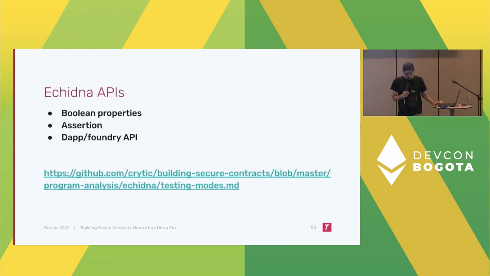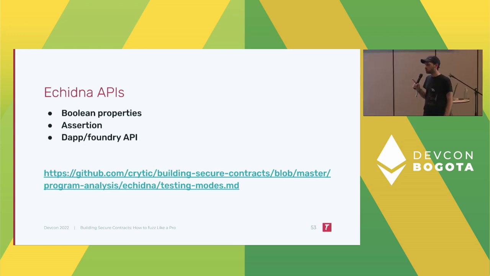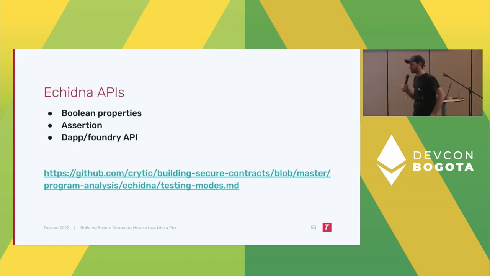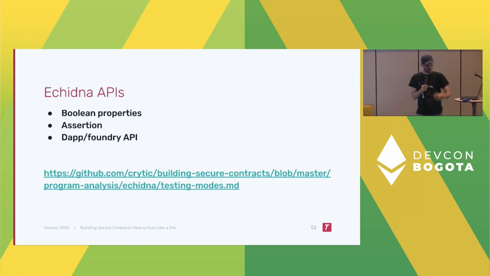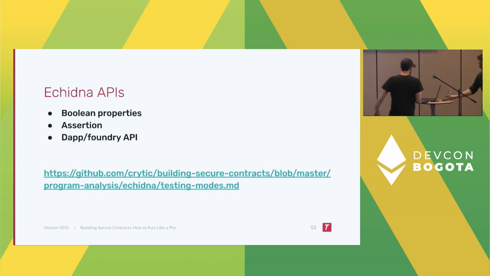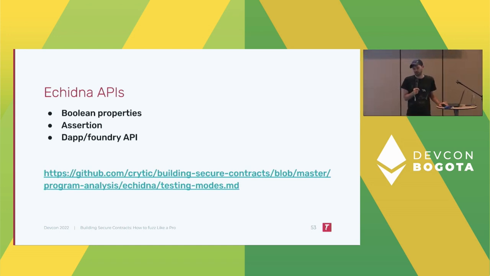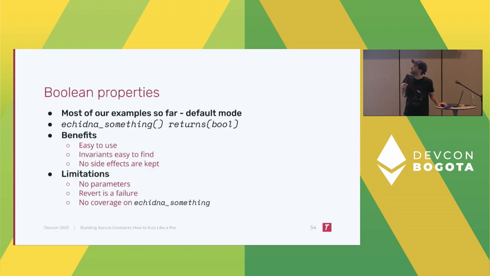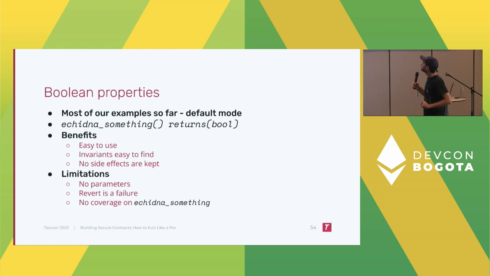And finally, we have the DApp and Foundry API, in which you will have a function that, if it reverts, is going to fail, and otherwise it's not. And I hope the Foundry team agrees with us, and that this is correctly implemented. All right, so there are testing modes in our repository, you can go there and it explains a little bit more. This is a very high level overview.